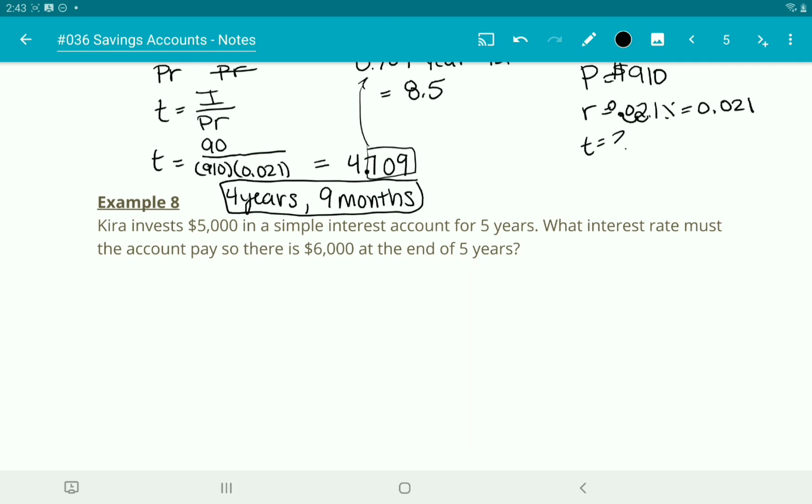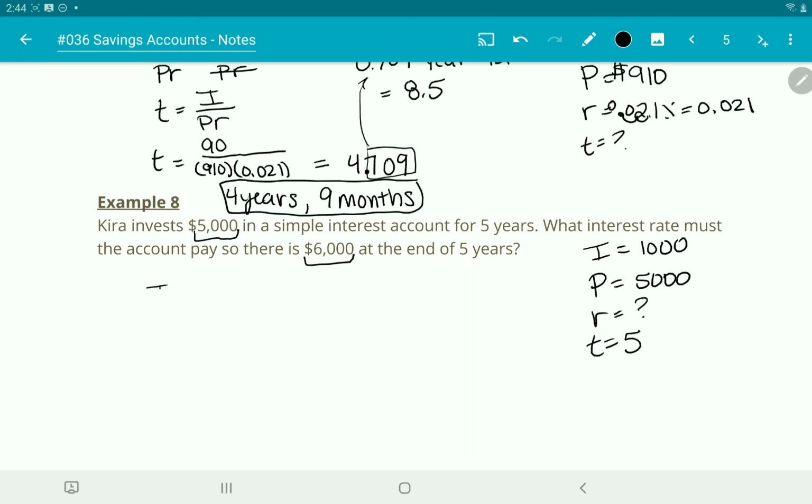And then example 8, Kira invests $5,000 in a simple interest account for 5 years. So we have invests $5,000, that's going to be the principal. Simple interest account for 5 years, T is going to be 5. What interest rate, so we're looking for the rate, must the account pay so that there's $6,000 at the end of these 5 years? So we went from $5,000 to $6,000. So we have an interest of $1,000 added.